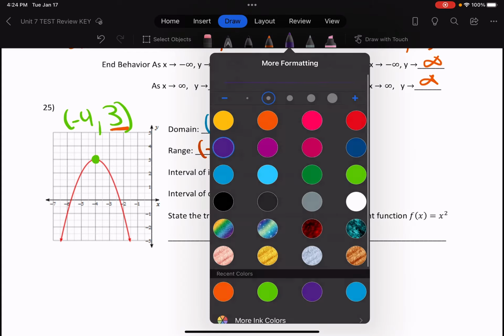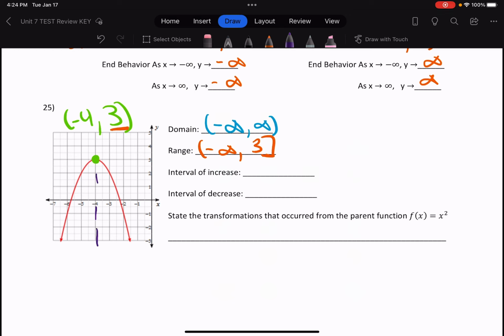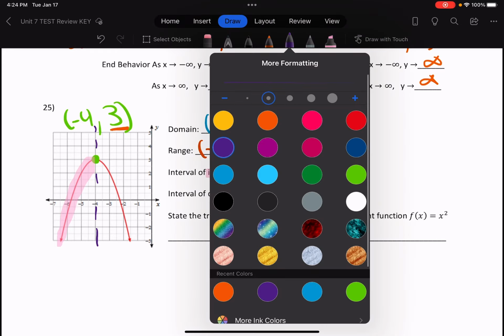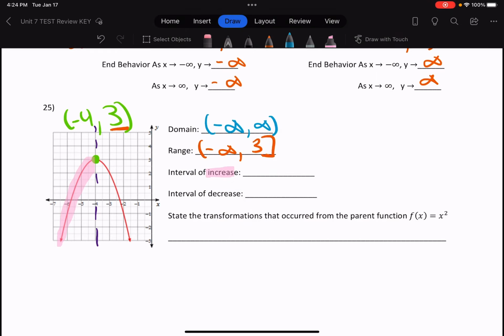Now I'm going to need my axis of symmetry. This is going to help me with my intervals of increase and my intervals of decrease. So I know something is increasing when it's going uphill. So I'm looking at these values of x. On what values of x does my y value increase, or does my function increase?